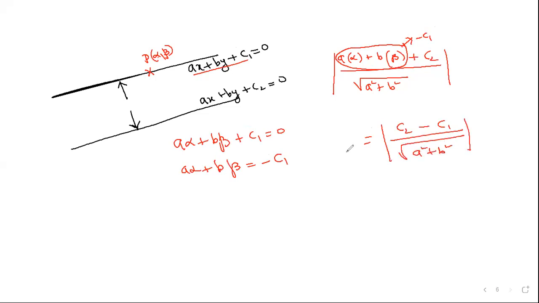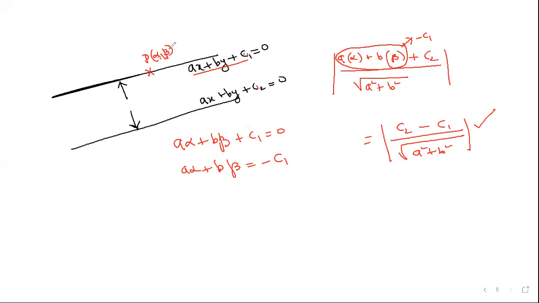So I don't have to take any point directly. I can use this formula: the difference between the constant terms divided by root of A square plus B square. So why did you switch that into minus C1? Because to do this problem, I need a point on the line. Now, once I use this formula, I don't need a point on the line. Directly, I can calculate.